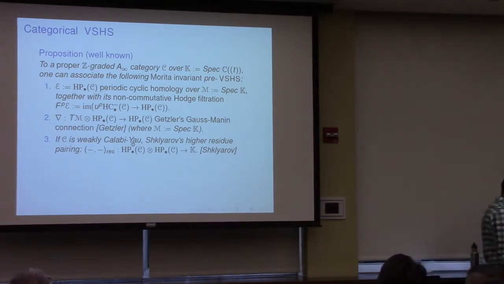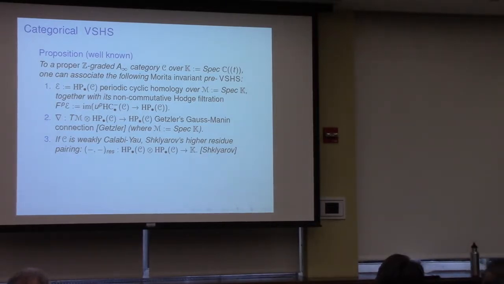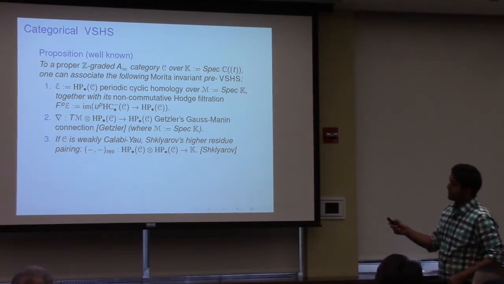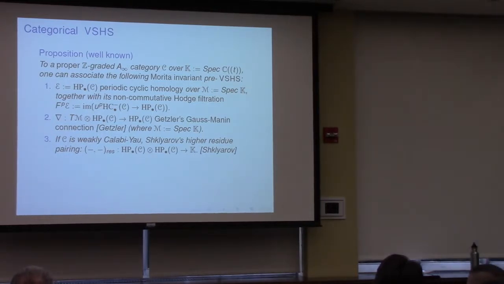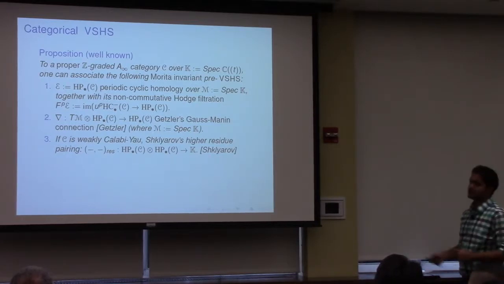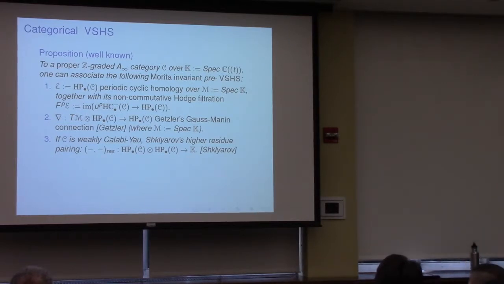What's the connection? Well, there's a connection on periodic cyclic homology over some Laurent series ring that was written down by Getzler in 1993, and so we want to use Getzler's Gauss-Manin connection. There's some very explicit formula for this. The third thing is, what about the pairing? Well, Shklyarov in 2013 wrote down a higher residue pairing. He wrote it on negative cyclic homology, but you can adapt it. It naturally gives a pairing on the periodic cyclic homology of this form.